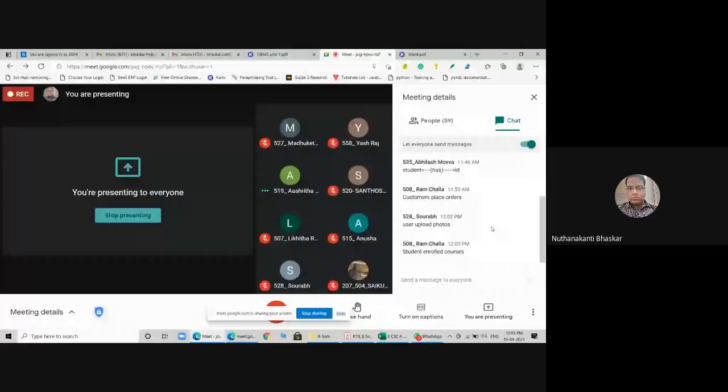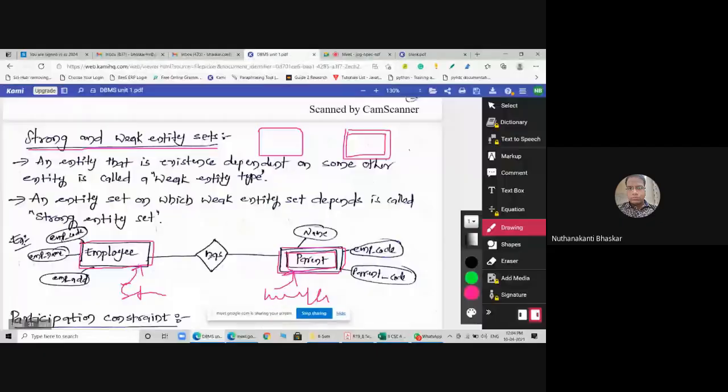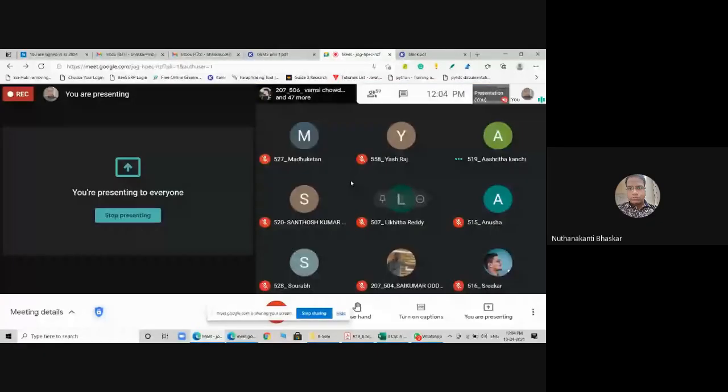Here, the student is always a strong entity and courses is a weak entity, because the courses depend on the student, not the student depending on courses. Maybe in some situation, like a department, any student can take them. Okay, it will work. Now everyone has understood strong and weak entity. Yes? Hello? Please go through that.